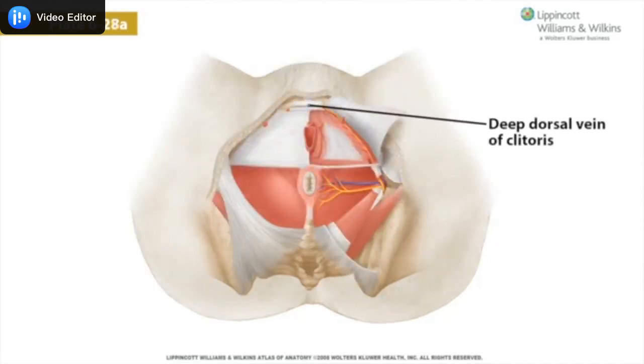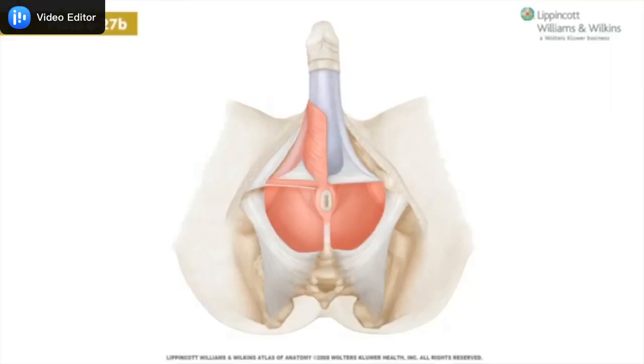The deep dorsal vein of the clitoris is found in the midline and communicates with the internal pudendal vein, but primarily drains into the vesical venous plexus surrounding the bladder. The vesical venous plexus is one of several visceral venous plexuses found in the pelvis that ultimately drain into the internal iliac vein. The penis is the homologue of the clitoris.